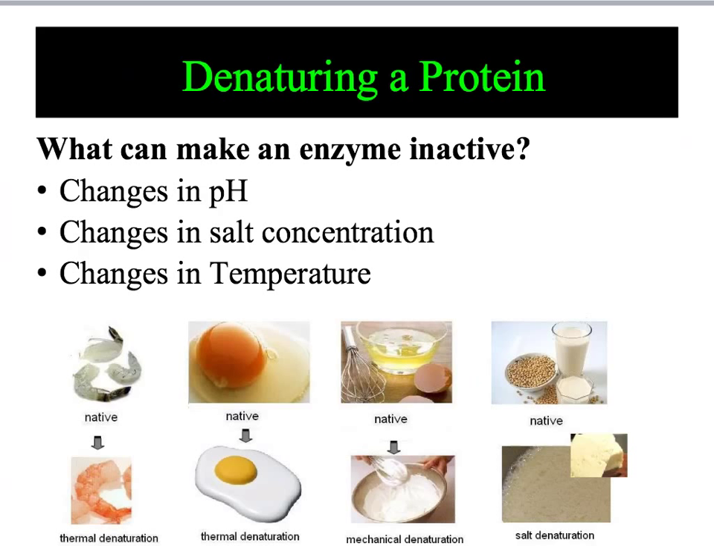So remember, enzymes are a type of protein. So what can make an enzyme inactive or just make it not work properly? Well, things like changing the pH, the salt concentration, and temperature can make the enzyme unfold, change its shape, and make it inactive.